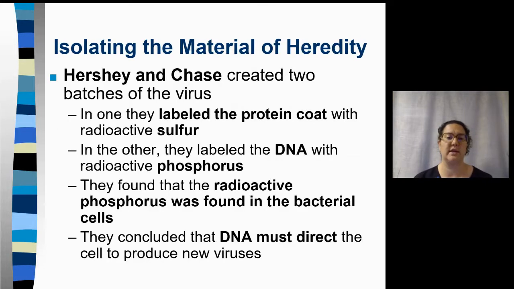Hershey and Chase created two batches of the virus. One, they labeled the protein coat with radioactive sulfur, and the other, they labeled the DNA with radioactive phosphorus. What they found was the radioactive phosphorus was in the bacterial cells, and that DNA must direct the cell to produce new viruses.